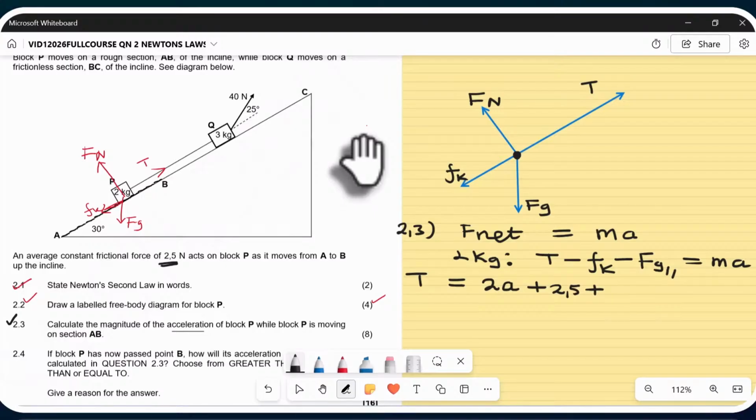So we're going to get our first equation here by saying our T is equal to 2a. Now if we simplify the 2.5 plus the 2 times 9.8 sin 30, what do you get there? Here it gives me 2a plus 12.3.